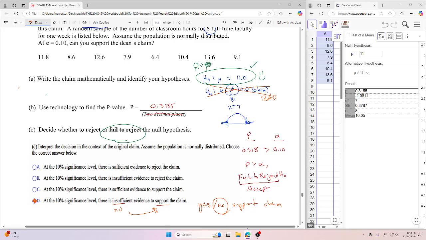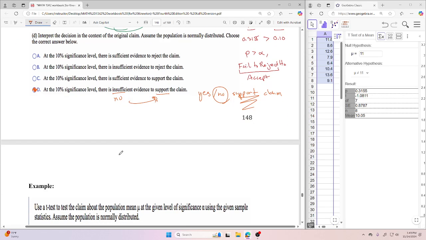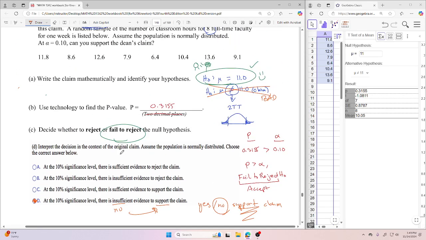Notice the key phrases though. We never reject the claim, right? I'm always saying yes or no support for the claim. That's the key word there. So we reject H naught maybe, but not the claim. Cool. I know we've done it like a bazillion times, but we'll get through this together. And then chapter 12 is brand new and it's going to be fun. Any other questions?